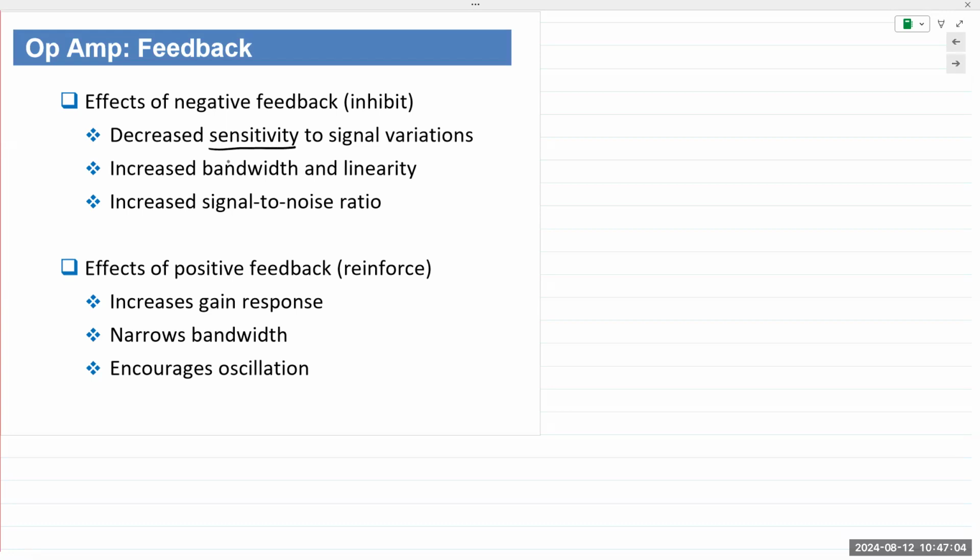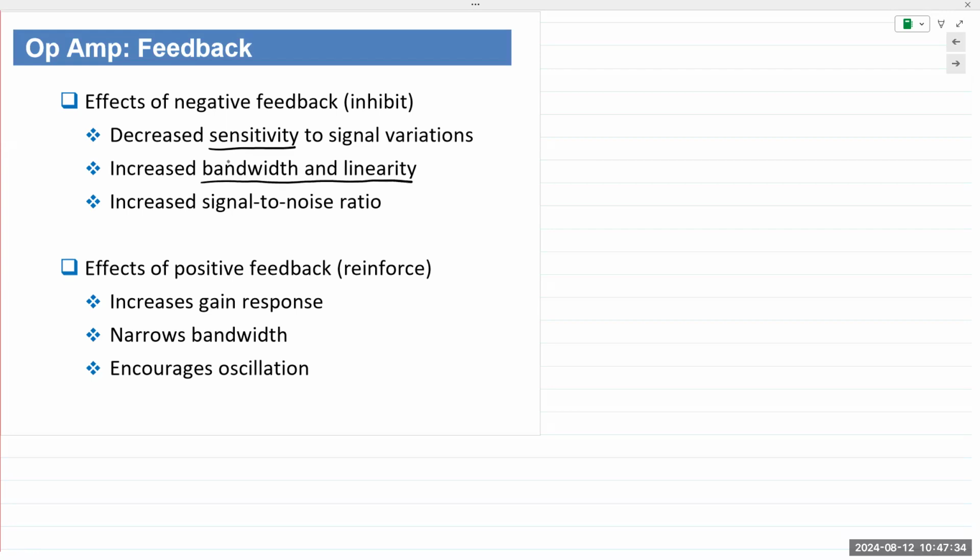If noise is coming into your inverting input terminal, that's a signal variation. You have a signal that's coming in, but you have noise affecting that input signal, then the ability of the op amp is to reject that because of the negative feedback. So it's going into the inverting terminal and it's being eliminated, or rejected. Okay, there's increased bandwidth and linearity.